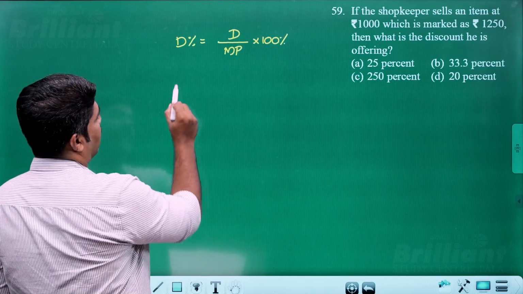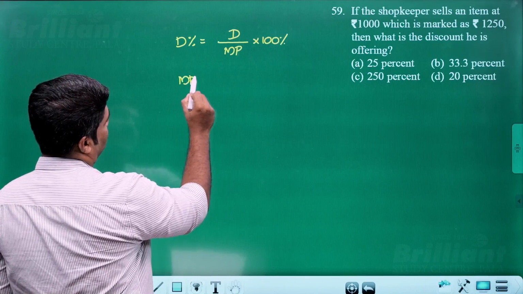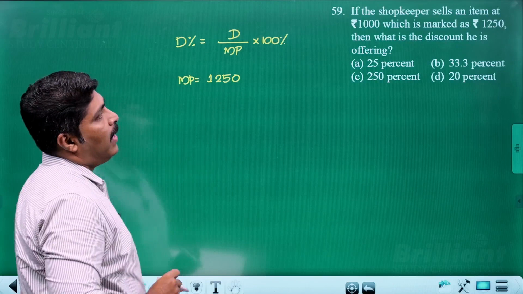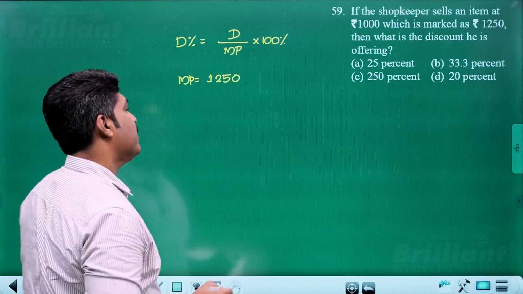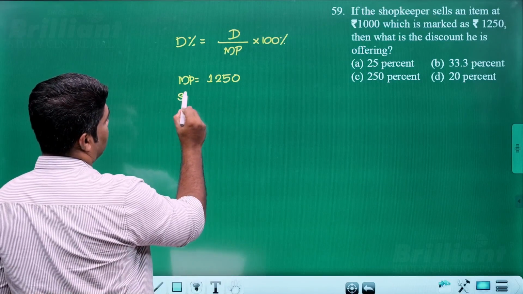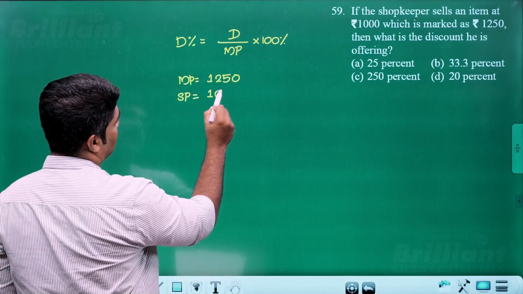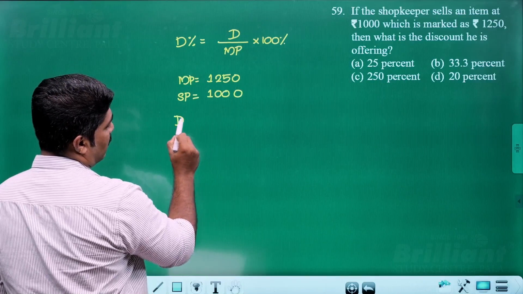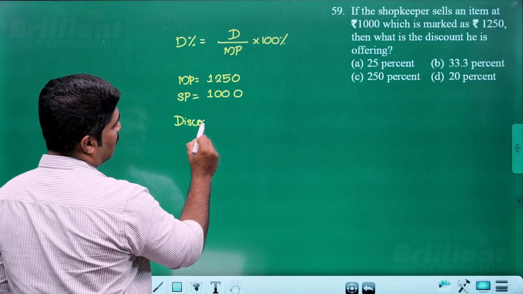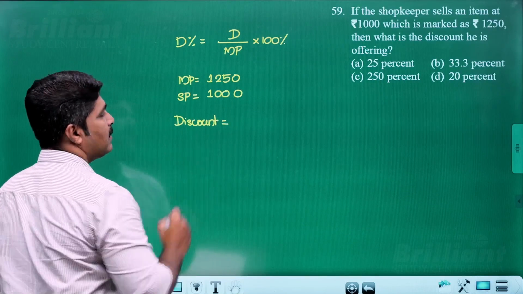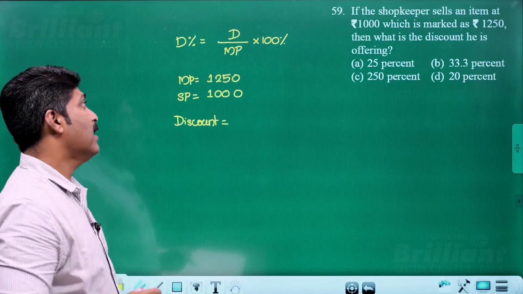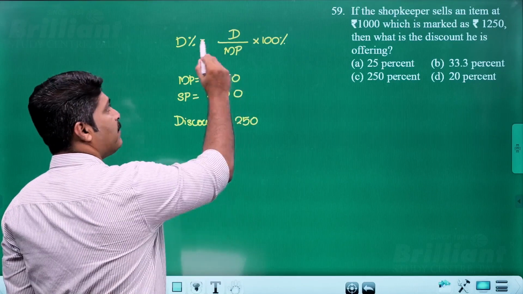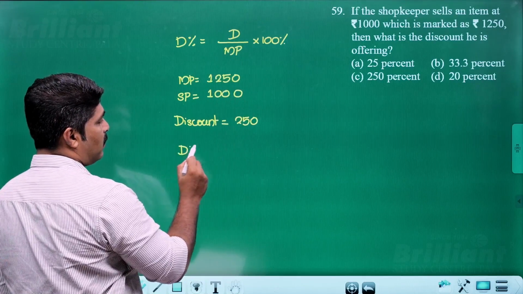Here the marked price is rupees 1,250 and he sells it at rupees 1,000. Therefore, here the selling price is rupees 1,000. Then what is the discount here? So discount is nothing but how much less the selling price is than the marked price. Here the difference is 250.